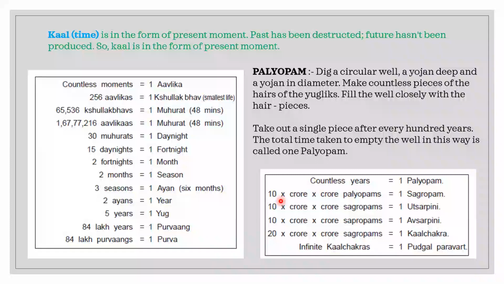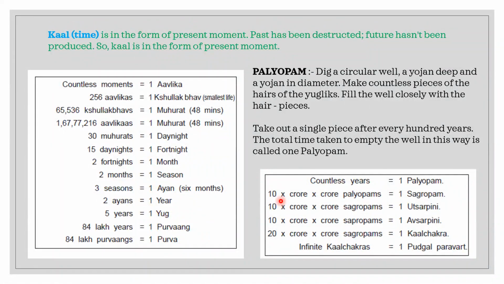2 Ayans make 1 year. And 5 years in our Shastra is known as 1 Yug, and 84 lakh years is known as 1 Purvang, and 84 lakh Purvangs is known as 1 Purva. That is where our counting basically stops, after the Purva. There are no real numbers after 1 Purva.